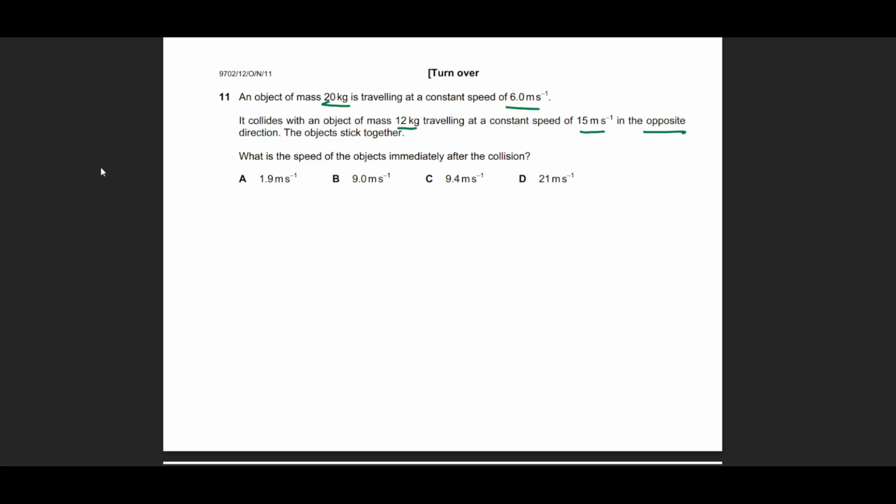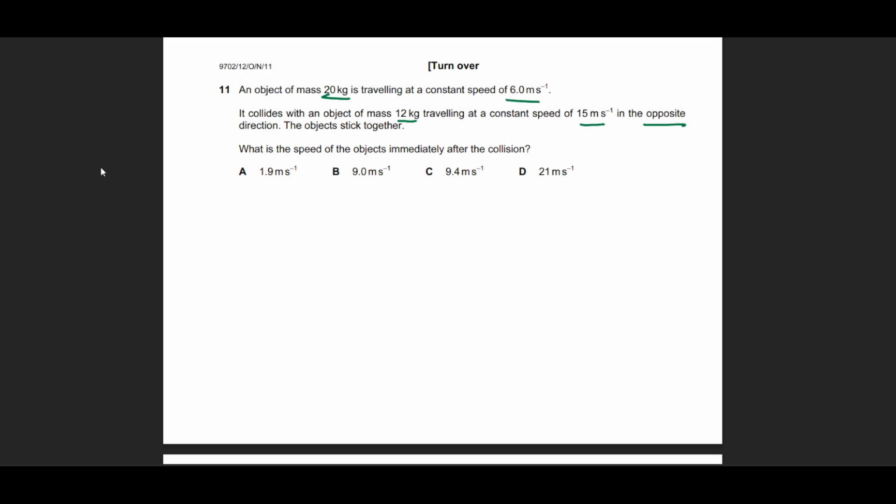So we can assume this question in any way possible. It's possible that you assume the 20 kg object to be moving towards the right side with 6 meters per second, and this 12 kg mass moving at 15 meters per second in the opposite direction in this way.